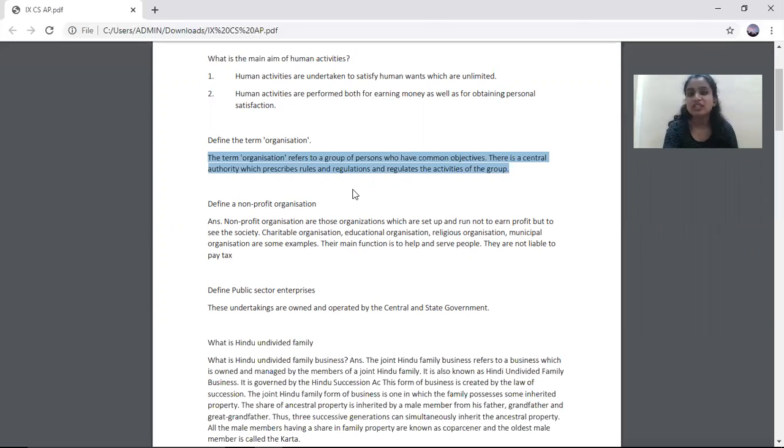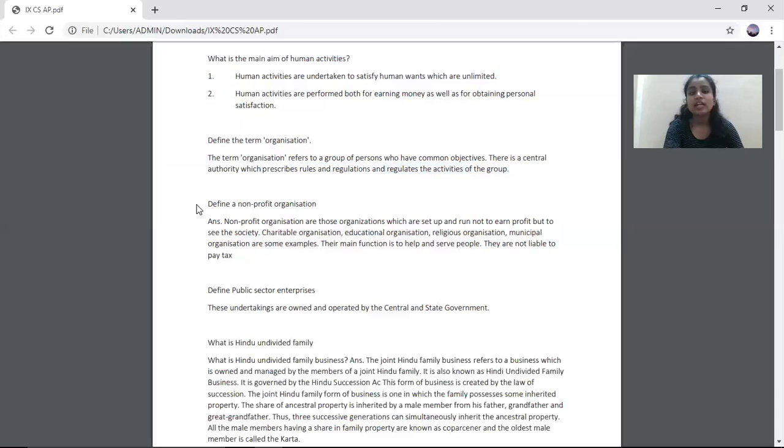Now the important keywords in this answer are central authority, prescribed rules, regulations, regulates activities. Okay, and also the term organization, it is a group of persons who have common objectives. So these are the keywords. First of all, there has to be this keyword, group of people who have a common objective. Second of all, it contains the central authority, which prescribes rules and regulations, and it regulates the activities of the group, right? So these 2 sentences have to be there in your answer, and if you've written these sentences, then you score full 2 marks.